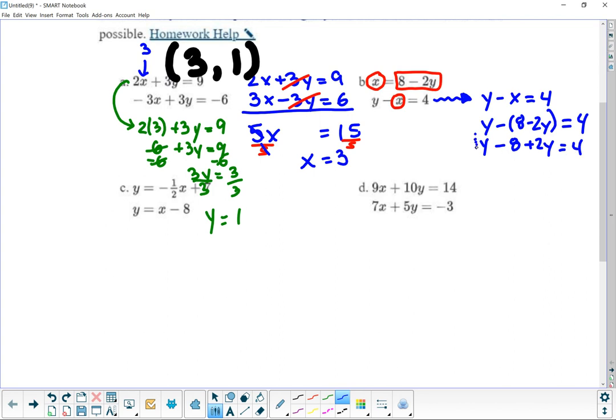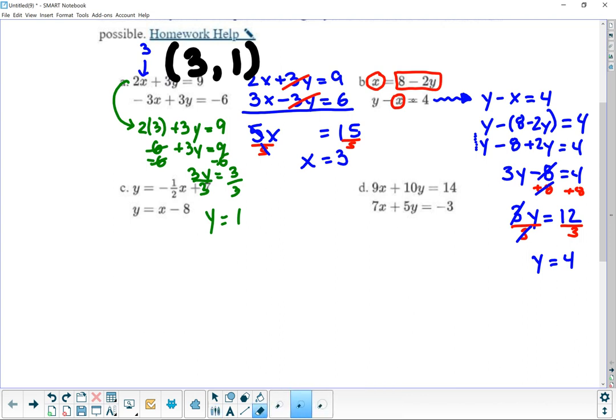Combine the 1y and the 2y, which will make 3y, minus 8 equals 4. Add 8 to both sides, and we will get 3y equals 4 plus 8, which is 12, and then divided by 3, and we should get the answer. 12 divided by 3 is 4. So that's one of our answers.